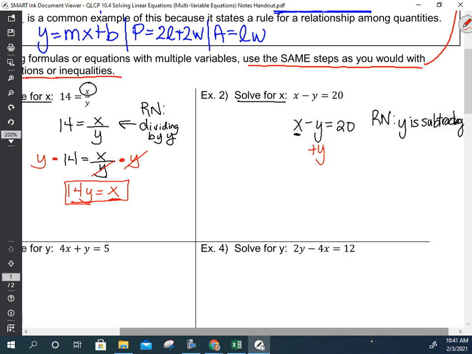So you're going to add y to both sides of the equation, because again, we want to get rid of it. So the y's drop out, adding and subtracting their opposites. So those drop. x equals 20 plus y. So can I do anything with 20 plus y? Is there anything I can do with that?